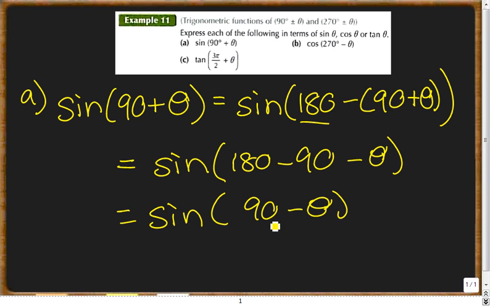Well, what's the sine of 90 minus theta? That is the same thing as the cosine of theta. So if we add 90 degrees to an angle and plug it into sine, we get the same values as if we plug that angle into cosine. It's quite interesting.